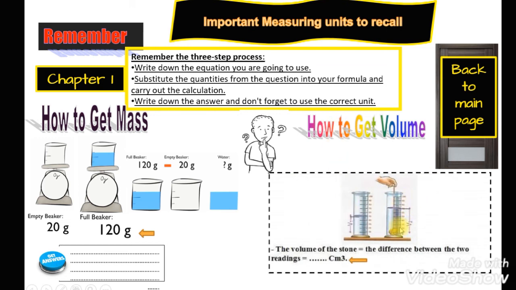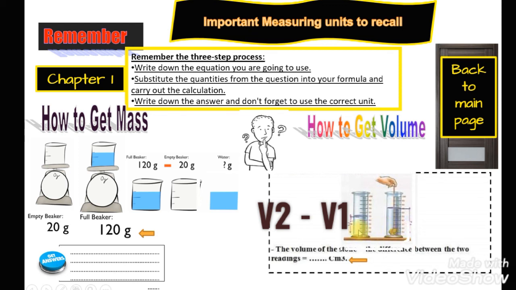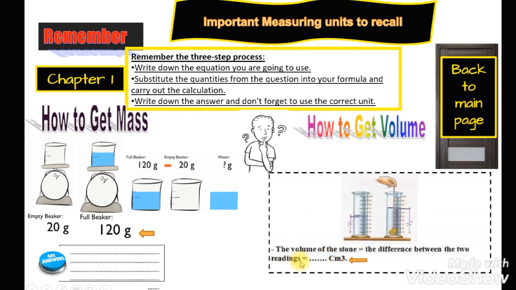Number 2, we will put in the stone. What is the stone? The irregular shape that we want to measure its volume. The reading of the water will increase, so it represents V2. In this case, to get the volume of the irregular shape, we take the difference between them. V2 minus V1 will give the volume of the irregular shape, such as a stone.